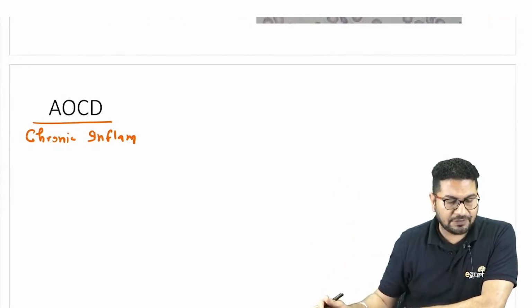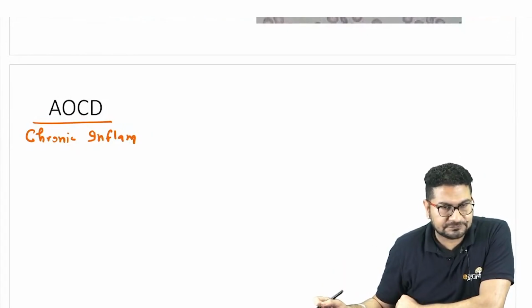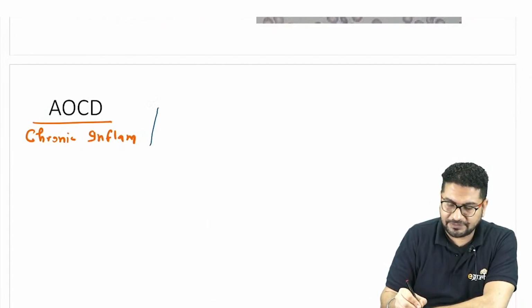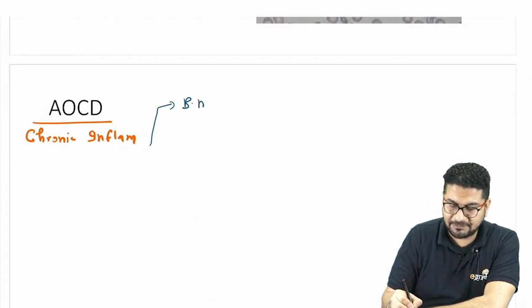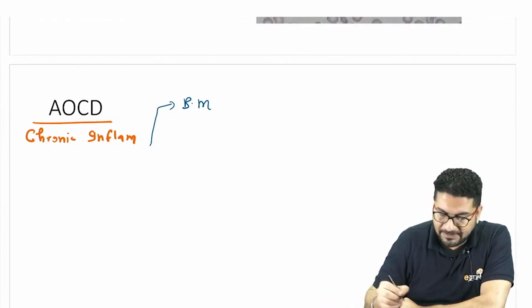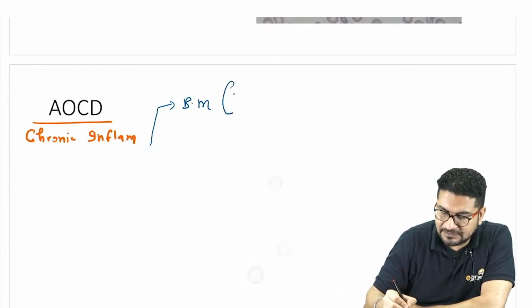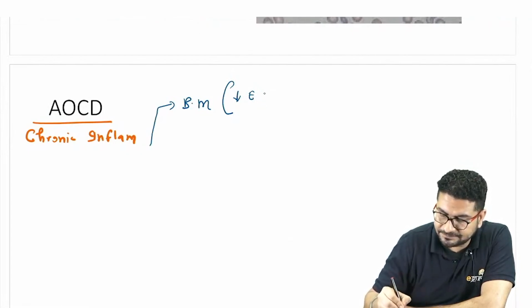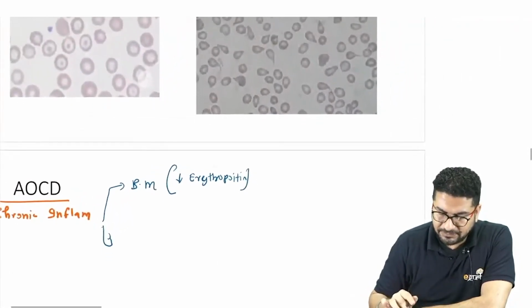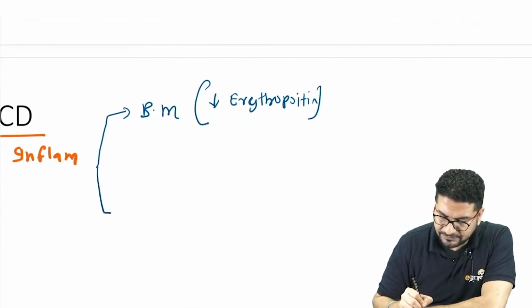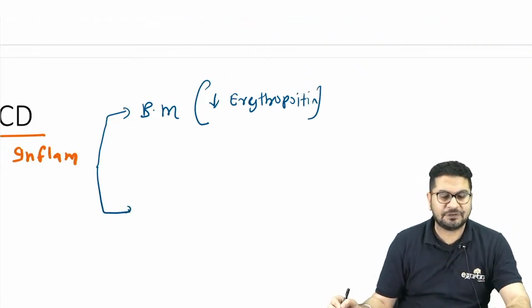Whenever you have chronic inflammation, you know the main cells are macrophages. Because of chronic inflammation, your bone marrow is affected. Hematopoiesis is decreased, meaning there is less erythropoiesis and decreased action of erythropoietin. But remember, chronic inflammation will also produce macrophages.